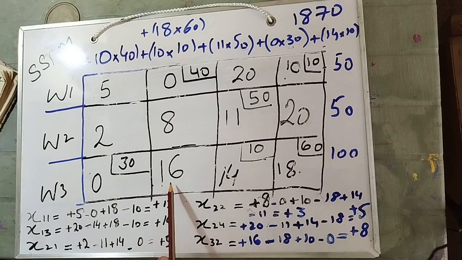For X32 we will start to find the shortest loop. The shortest loop is when we go horizontal. 0 is one way, but there is no loop being made. When we go to 14 there is no loop being made. So we will go to the 18. Yes, there is a loop being made. Plus 16 minus 18 plus 10 minus 0. So this is the loop. So plus 16 minus 18 is minus 2, plus 10, that will be plus 8. So we have got all positive values.